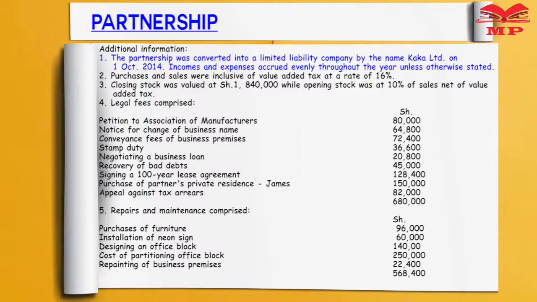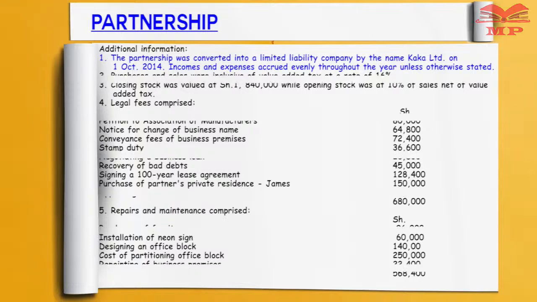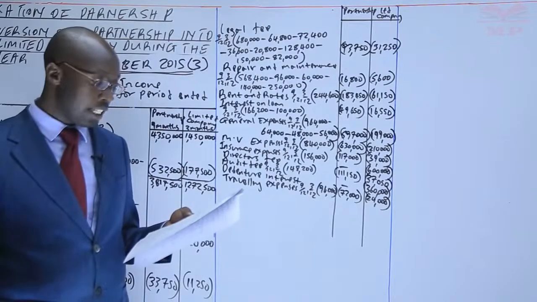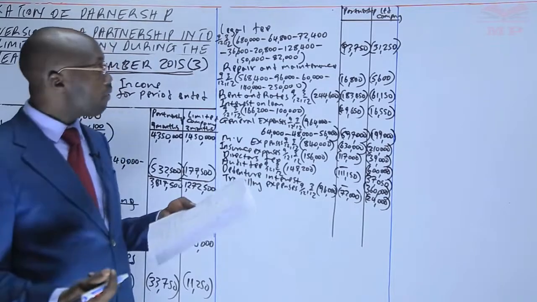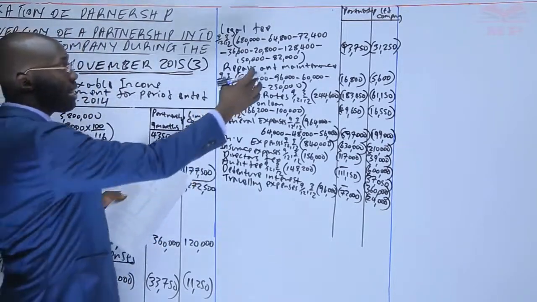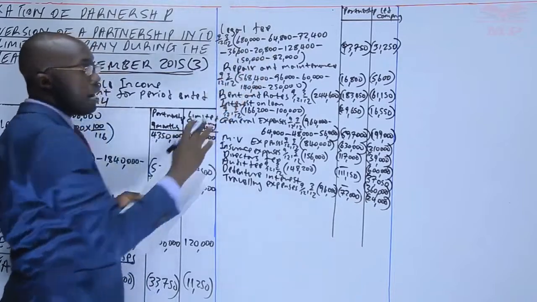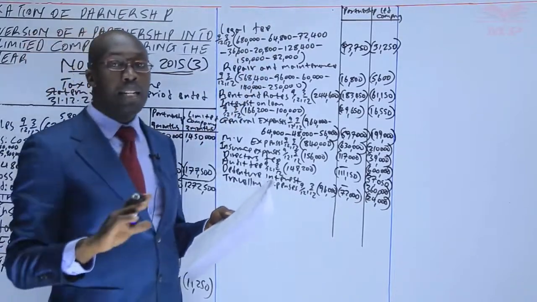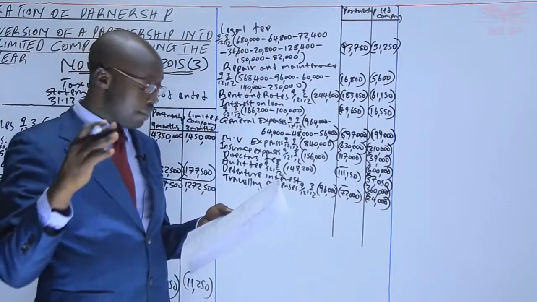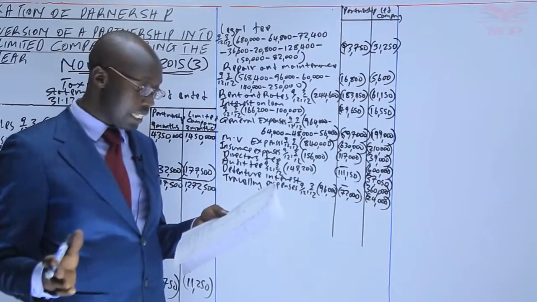So we go to number two. Purchases and sales were inclusive of VAT at the rate of 16%. There is no expense there. Then number three, closing stock was valued at 1840, while opening stock was at 10% of sales net of VAT. There is no expense. Number four, legal expense. Now, legal expense is already in the P&L, and we considered the part that is allowable by removing the non-allowable parts. And in the same place, we have not seen any fixed asset that we can claim capital allowance among all those ones. There is none that is a fixed asset.